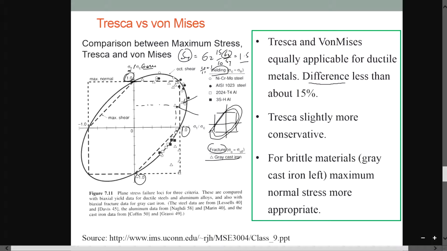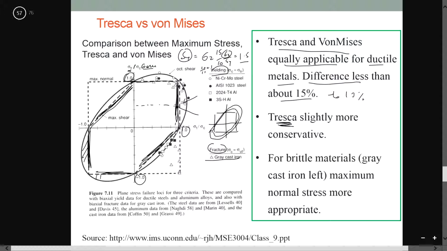As long as your difference is less than about 10 to 15%, you should be safe for Tresca or Von Mises. They are equally applicable for ductile materials, metals I mean. The Tresca is more conservative because you will have less allowance. As you can see, the Von Mises has somewhat more tolerance than your Tresca. So Von Mises can actually take in more before it fails, right?